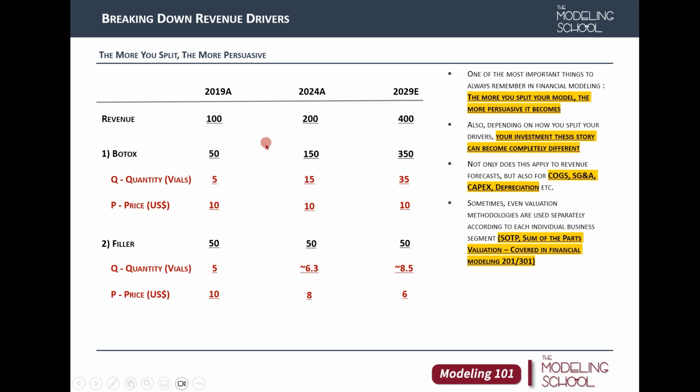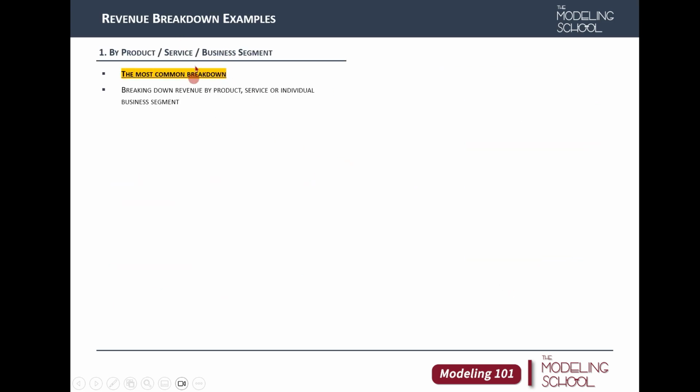It not only applies to revenue, but when we're doing forecasts for cost of goods sold or other operating expenses, capital expenditures, depreciation, whatever important account that you try to forecast, it's better that you split up the drivers. But if it's not important, if it's for, let's say, other current asset items, we don't consider that important. So if that's the case, we don't have to split it further. We just let it stay as one. But when it's important, we recommend that you split the drivers. So let's see some of the examples of revenue breakdowns.